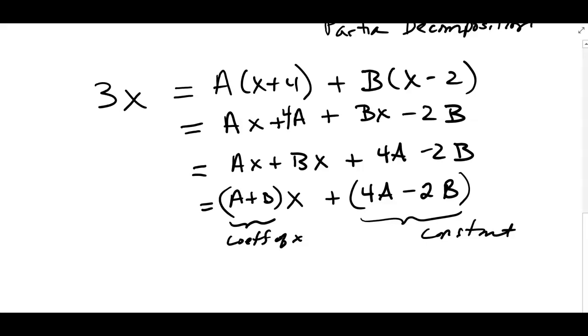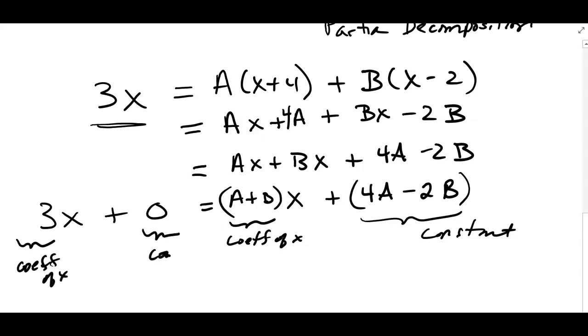So come back over here. Well, I only have 3x. But isn't this also 3x plus something? What's my constant on this term? My constant happens to be 0 because there's nothing there. If it was plus 5, your constant would be 5. So here, 3 is our coefficient of x, right? And this is our constant.